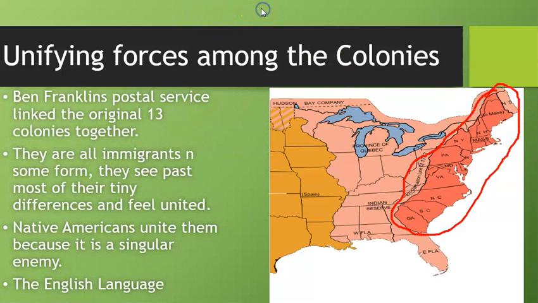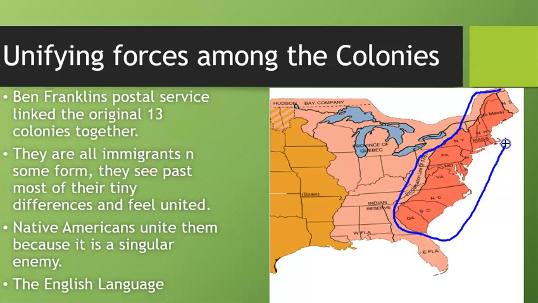He links all those colonies together, though. And he does so through a postal service, which is still a relatively new thing. So these 13, hopefully that looks a little cleaner. That'll work. And linked through the postal service.